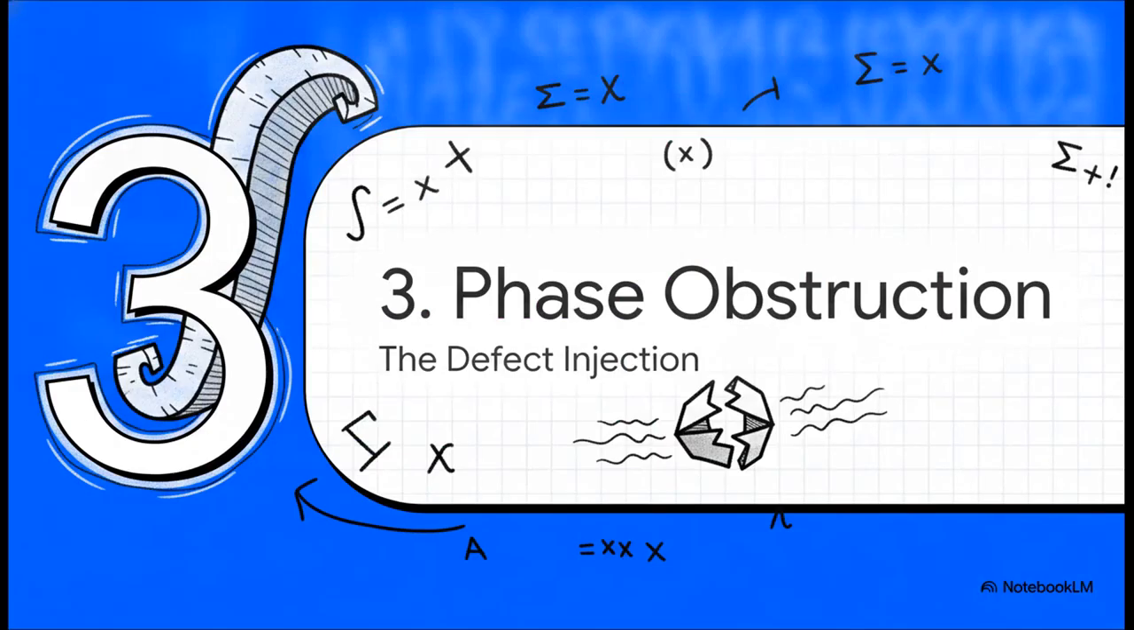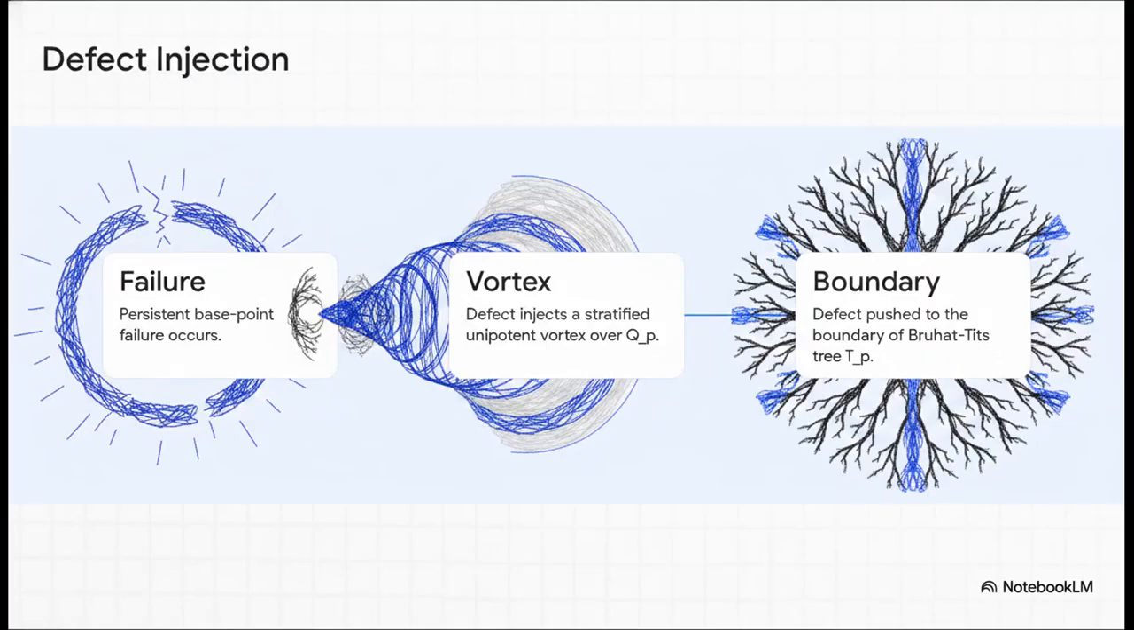Let's move on to Section 3, unrolling the phase obstruction, where we're going to actively inject a mathematical defect just to test the system. So we test the system by assuming a failure. Step 1, assume a persistent base point failure occurs. Step 2, this geometric defect mathematically injects a stratified unipotent vortex over the local field Q_p. And step 3, because the underlying variety is completely smooth, the defect cannot exist as a stable affine singularity, so it's logically pushed straight to the boundary of the Bruhat-Tits tree T_p.